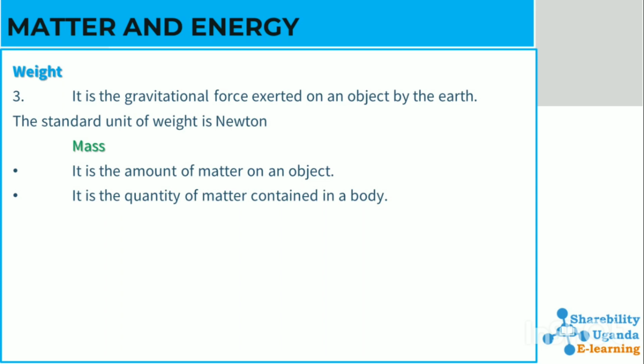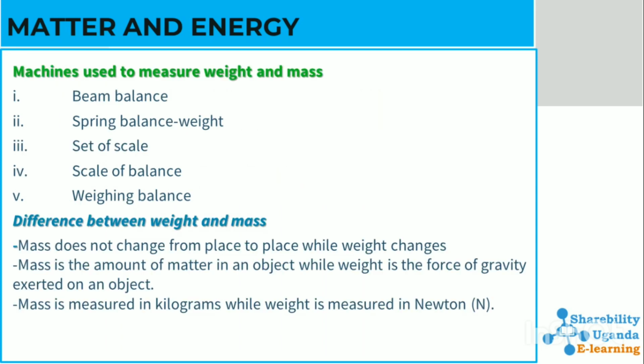Then we have another quantity, which is weight, which is the gravitational force exerted on an object by the earth. The standard unit of weight is Newton. Then mass, which is the amount of matter on an object. It is the quantity of matter contained in a body or an object. Machines or instruments used to measure weight and mass include the beam balance, the set of scales, and among others.